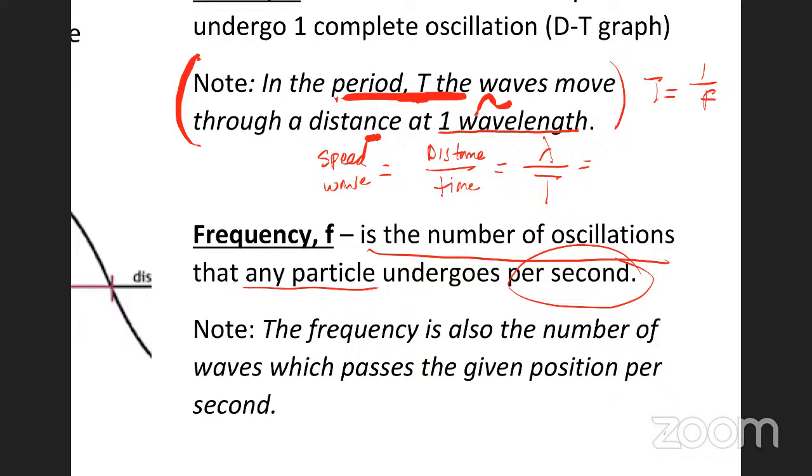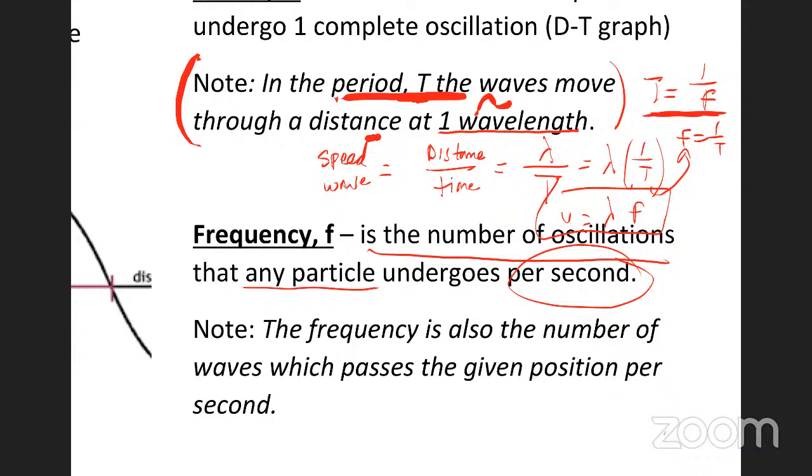So period is 1 on f. Okay? So here we could now say that speed is lambda on T, and 1 on T is f. So what does that mean? It means that speed is equal to lambda times f. Okay? So that is where this formula came from.